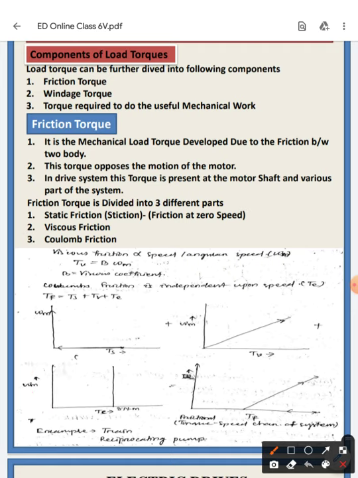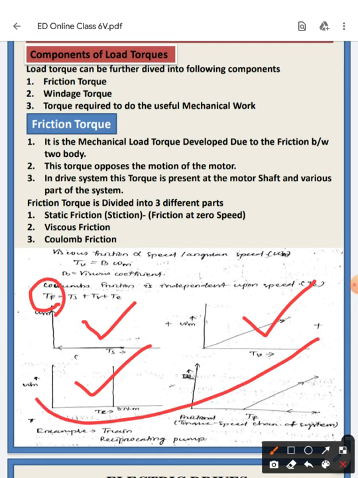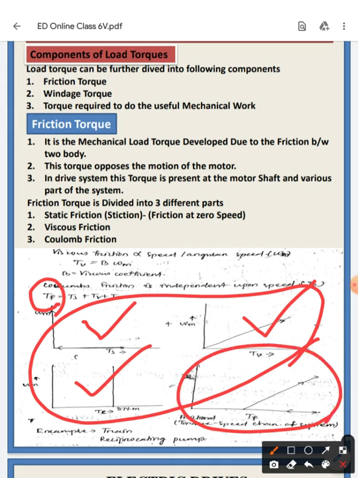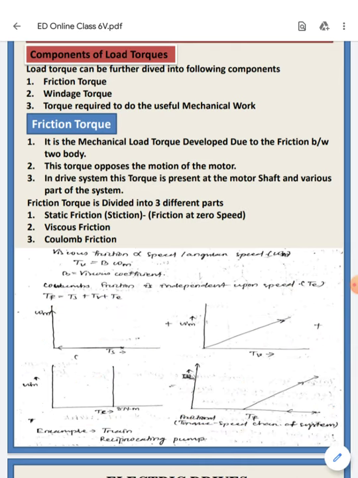Next one, the total frictional force is the sum of your static friction, viscous friction and Coulomb friction. So if we combine these three graphs, we will get one resultant graph. This is the final output. Maximum torque is here for the static friction. Again it is decreasing in this way. So how is this graph formed? We need to draw this graph.